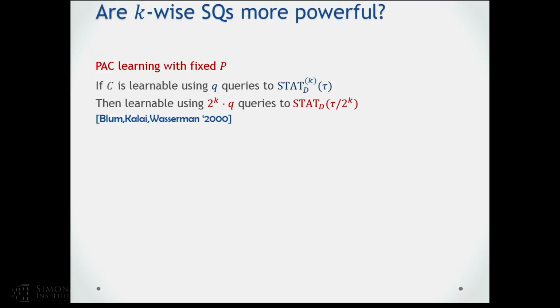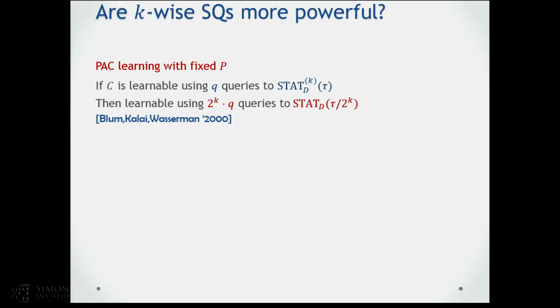So basically, if there is a class C that is learnable with k-wise queries of tolerance tau, with q queries, then there is an algorithm which will learn the same class using 2^k times q queries to the unary oracle with tolerance which is smaller by a factor of 2^k. So we are interested in this problem in this more general setting of problems over distributions, and in particular also learning without restricting the domain of the functions. And we show that in this more general setting, the picture is more complicated.